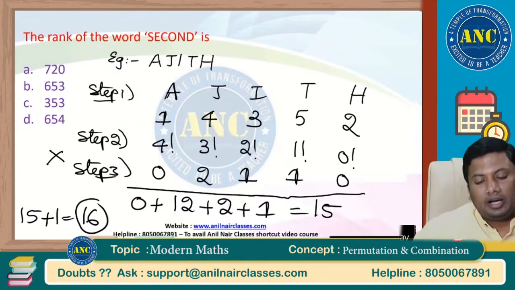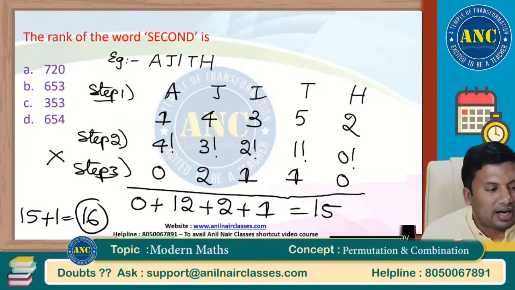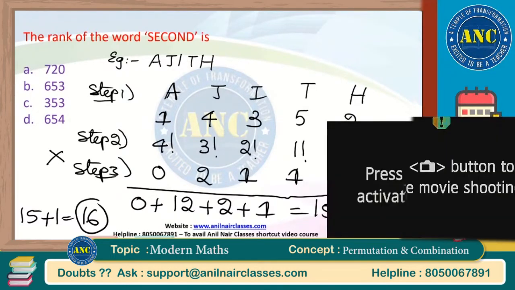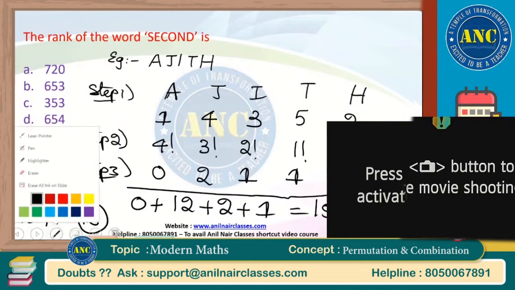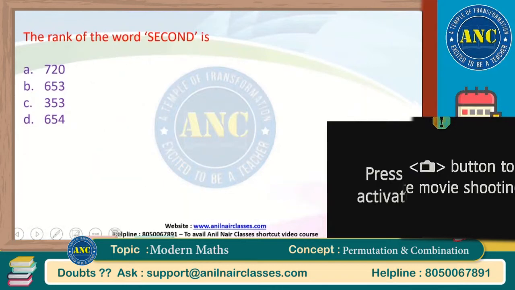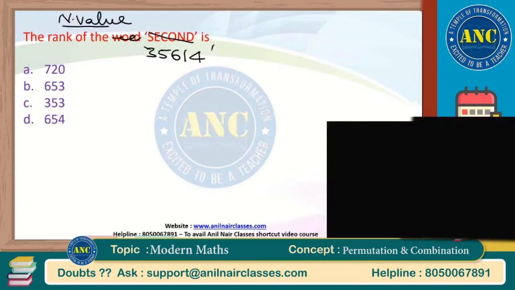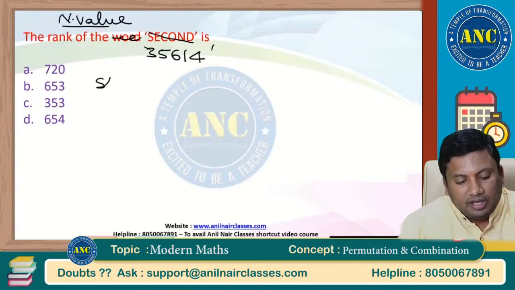I hope you have understood how to find out the rank of the word. I hope the idea is clear, right? Now, suppose the same thing in the numerical value also. What is the rank of the numerical value 35614?